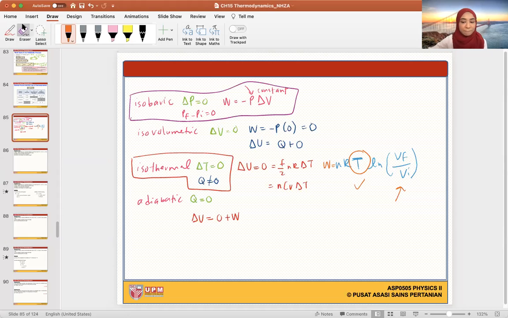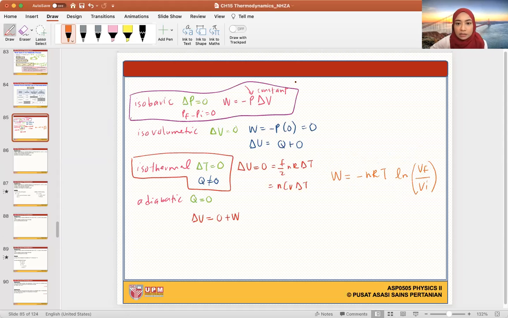And we are missing a negative sign. Let me write that back. So there are two things that have a negative sign for work done on gas. This is the first one, W equals minus P delta V. The other one is W equals minus nRT natural log V final over V initial. Okay, it's a minus. All the equations that we are talking about here are about work done on gas.